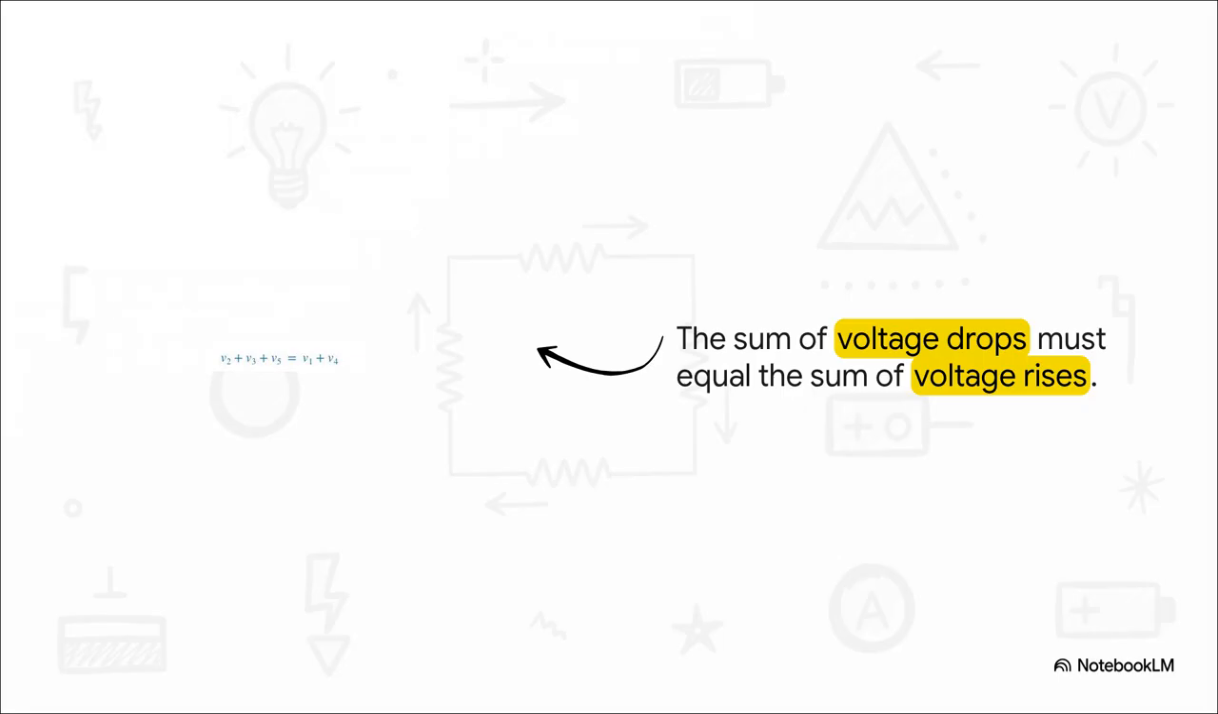And here it is as an equation. The sum of all the voltage drops, that's the energy being used by things like resistors, must equal the sum of all the voltage rises, the energy being supplied by the batteries. It's a perfect state of equilibrium.